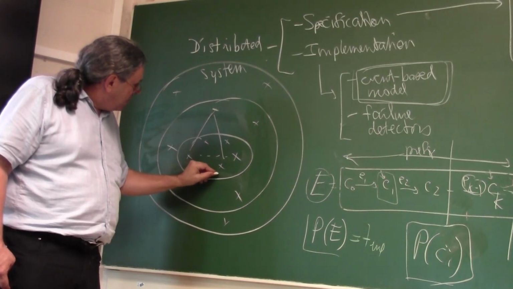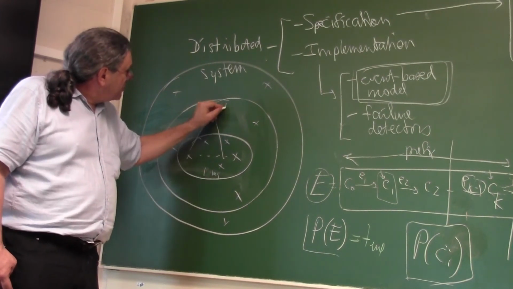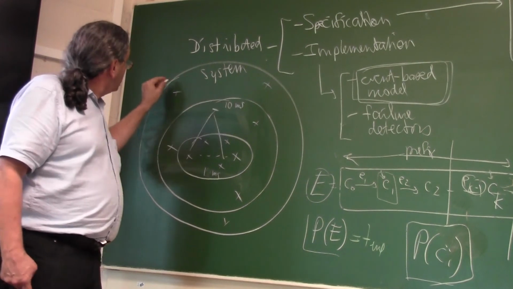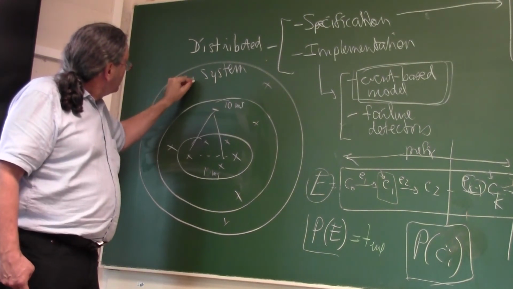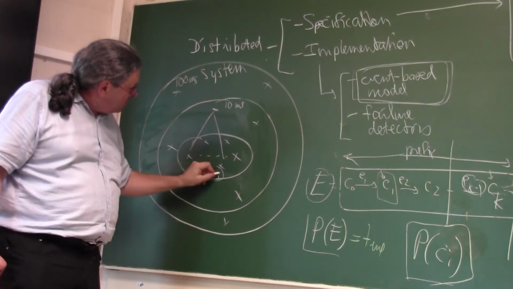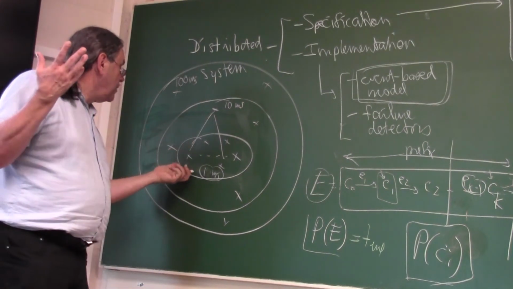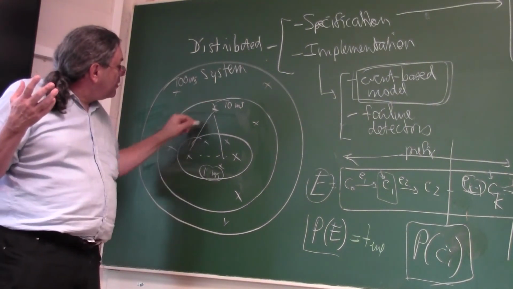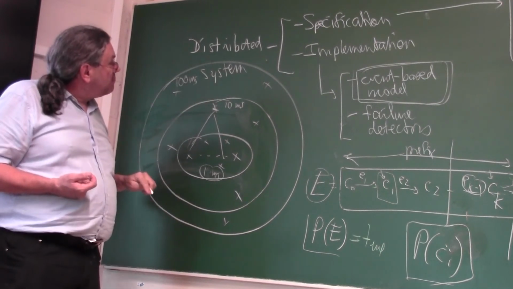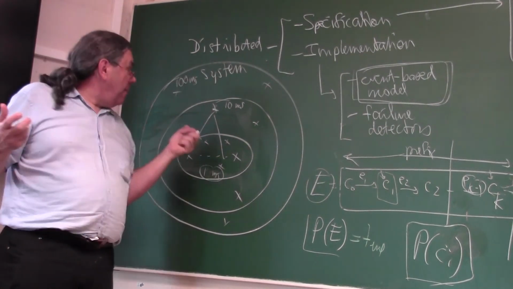So maybe this is 1 millisecond. This one is 10 millisecond. This one is 100 millisecond. So maybe 99% of the time the bound is 1 millisecond. But 1% of the time it's 10 millisecond or 100 millisecond. Maybe, and it really happens.